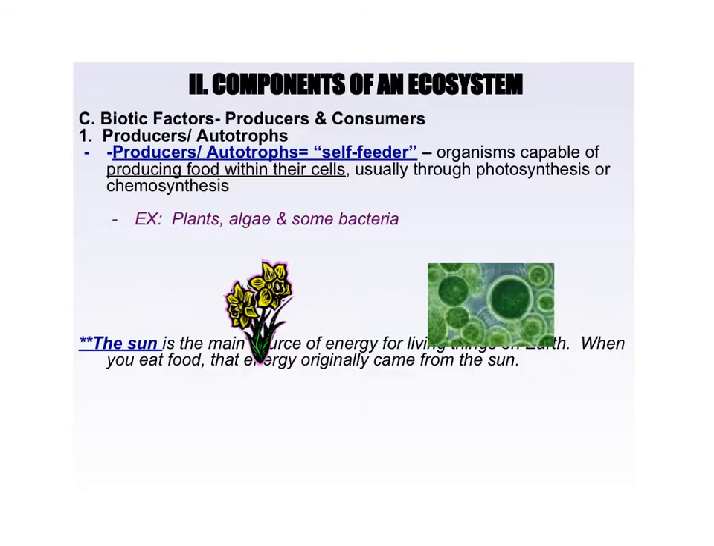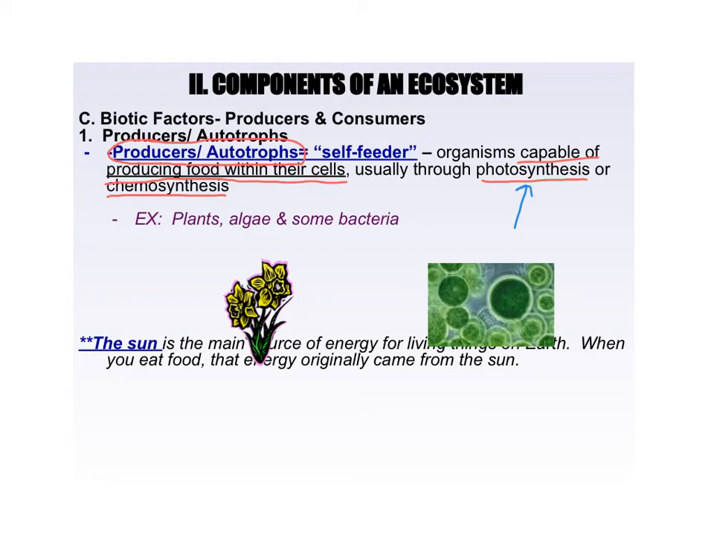All right, almost done for this little tiny lecture. Another very important term, which we should have heard in our last unit, are producers, or otherwise called autotrophs. Autotrophs are organisms which are capable of producing or making food within their cells. Usually they use a process called photosynthesis, but sometimes they use another process called chemosynthesis. But if you can't remember both of those, definitely remember photosynthesis.